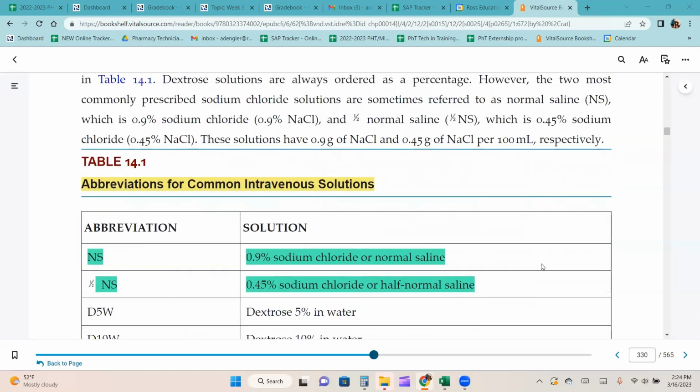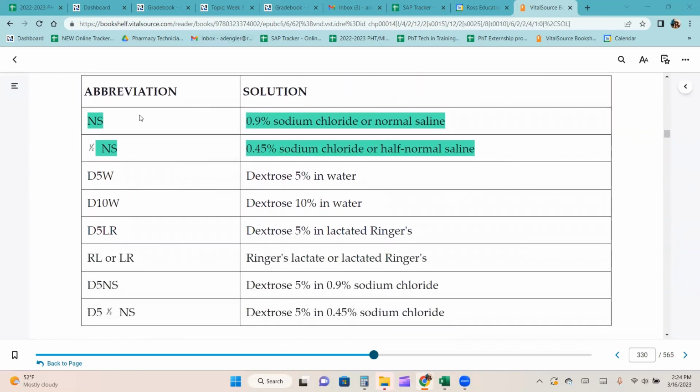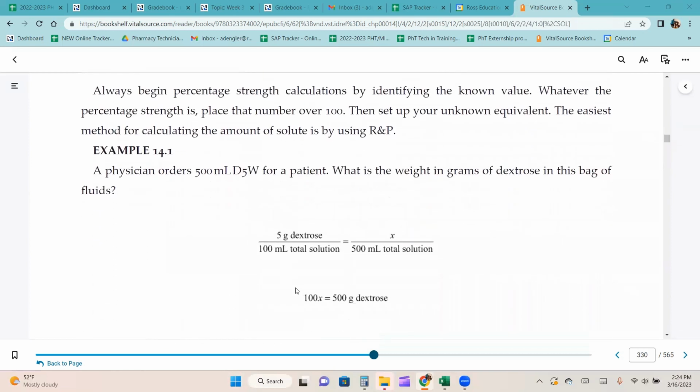Table 14.1 gives some good abbreviations for common intravenous solutions. So NS, normal saline, is always going to be 0.9%. Half normal saline is going to be 0.45%, which is exactly half of 0.9. D5W is dextrose 5% in water. So D10W is dextrose 10% in water. And then D20W and D50W and so on and so forth. D5LR is dextrose 5% in lactated Ringer's, and so on and so forth. We'll go ahead and do example 14.1.